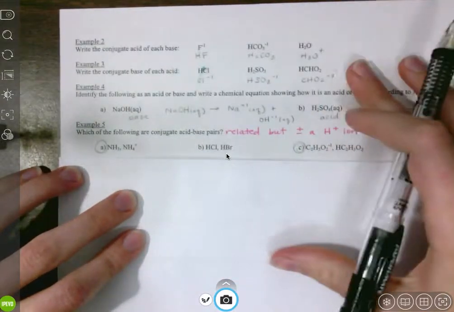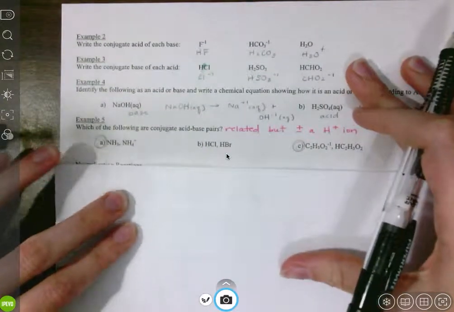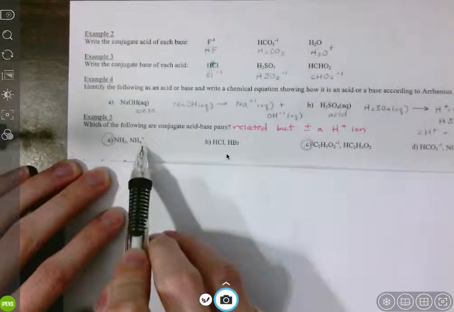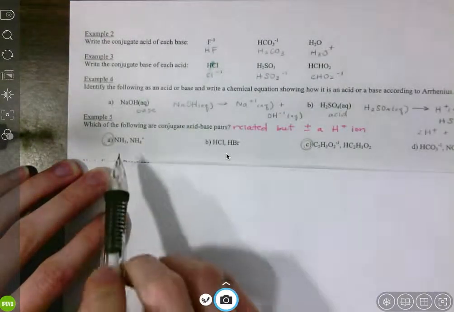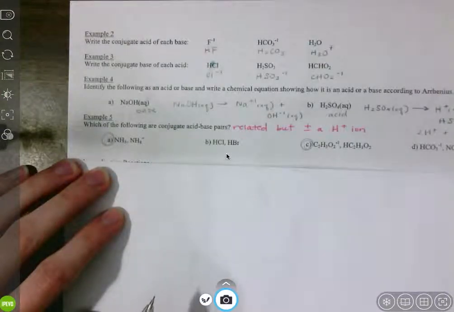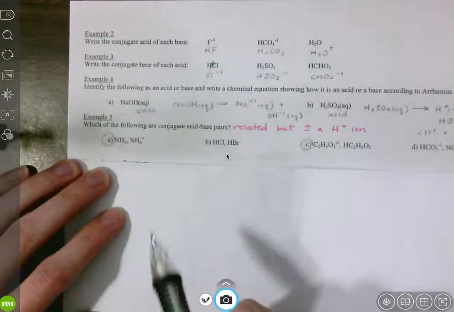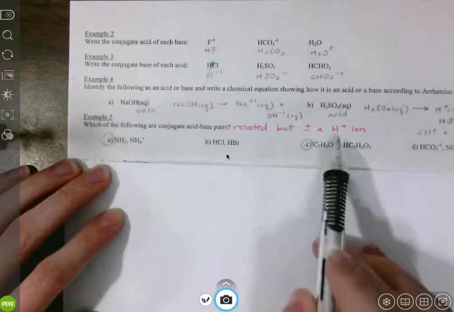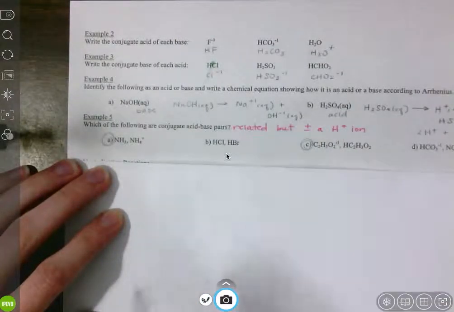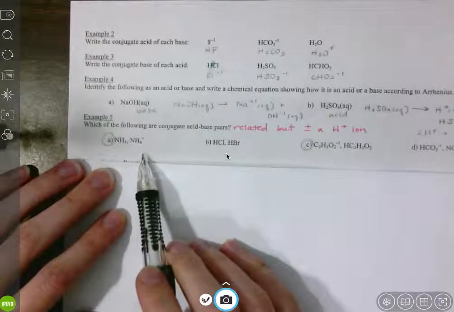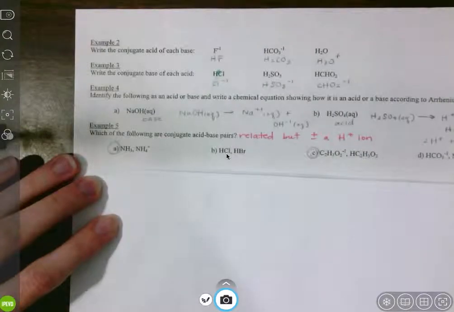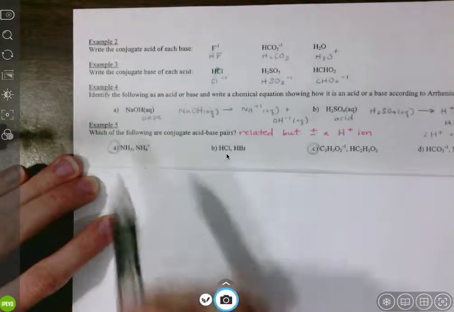So let's look at these guys. In letter A, we have NH3 and then NH4 plus. Aren't they basically the same, but we've added a hydrogen and then a +1 charge? So these guys are definitely conjugate acid-base pairs. They are related, and we've added a hydrogen ion. Let's also look at whether it's an acid or a base, real quick, just to get more practice.